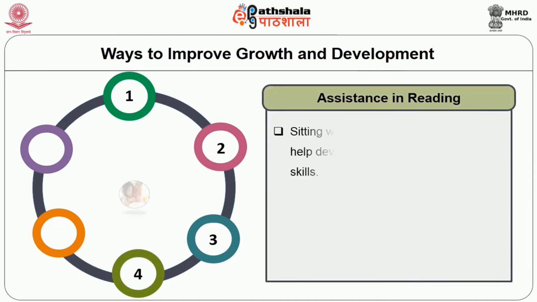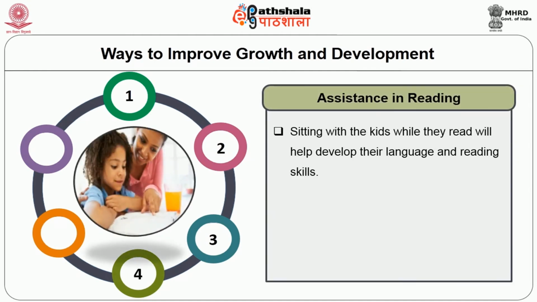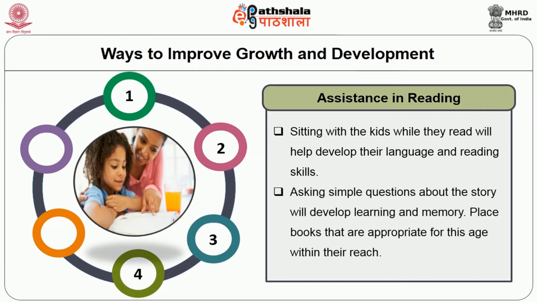Assistance in reading: how the parents should assist in reading. Sitting with the kids while they read will help develop their language and reading skills. Asking simple questions about the story will develop learning and memory. They can recollect and answer the questions. Placing books that are appropriate for this age group within reach will be more beneficial.